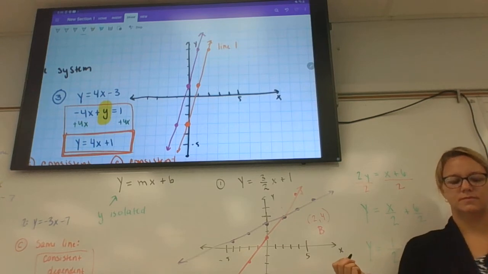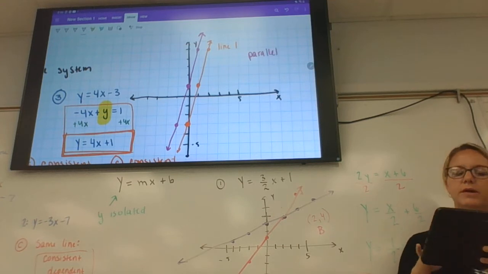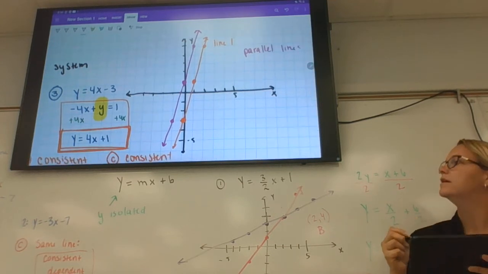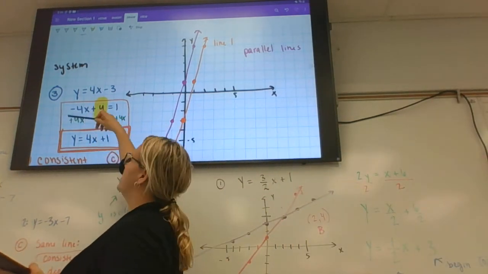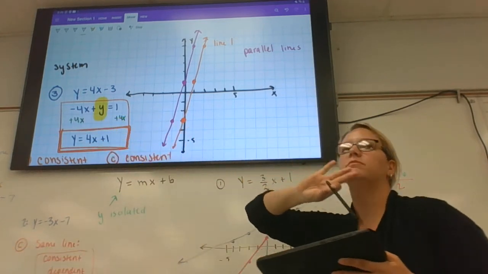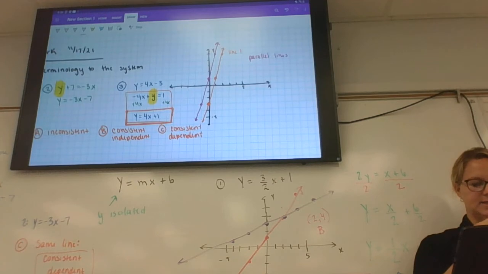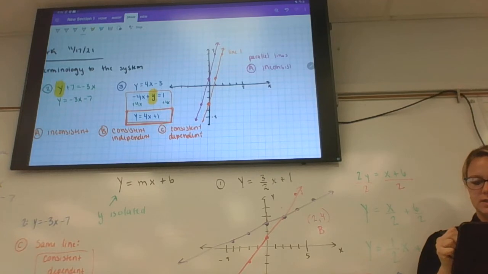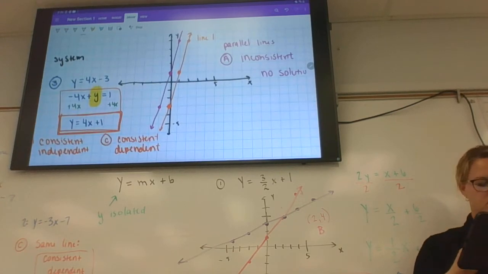Ooh, those are parallel lines. Those are parallel, turns out. So the reason they're parallel is because when they're rewritten, they have the same slope. So this has a slope of up 4 over 1, and then my correctly written line 2 has a slope of up 4 over 1. Every time the slope's the same, it's parallel. So parallel lines are called inconsistent. The fancy terminology is inconsistent, and the regular terminology would just be to say that they have no solution, because they are not going to cross.